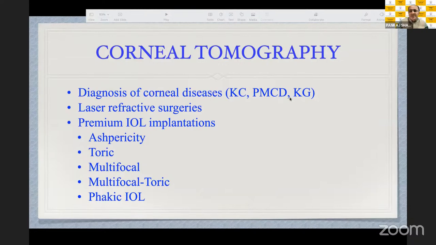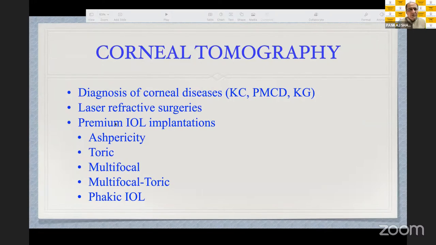Pellucid marginal, corneal degeneration, keratoglobus. Then you have Terrien's degeneration, corneal opacities, corneal faceting. So any changes in the cornea, you can diagnose. Then, obviously, for laser refractive surgeries, as a precursor to know the aberrations on the cornea, you need to do a corneal tomography.